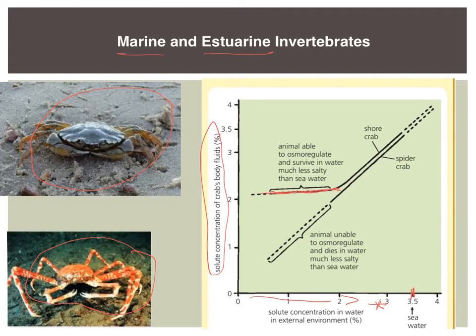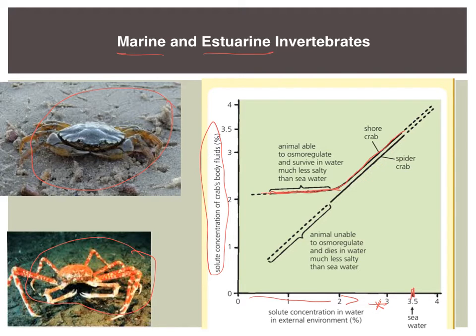But eventually, as the water gets saltier and saltier, the shore crab's ability to osmoregulate is lost. And what happens is you start to see the shore crab's internal environment just becoming the same as the seawater. And by being this regulator, the shore crab is able to exploit a wider range of environments than the spider crab, which is a total conformer.